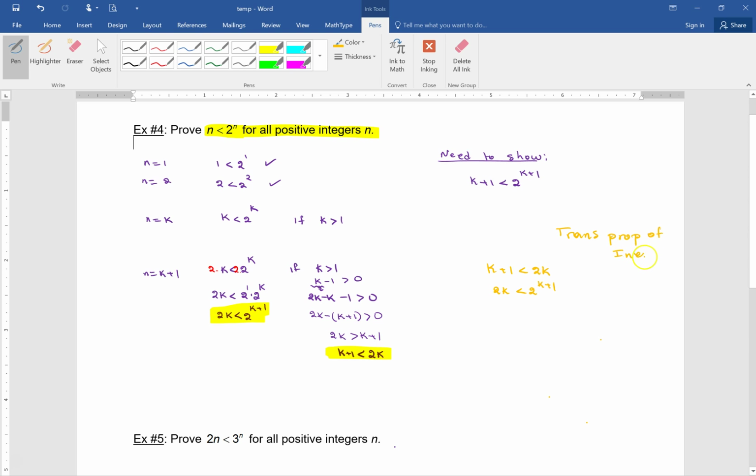Oh, this is equal to that. Right. If Josh is younger than Sarah, and Sarah is younger than Mrs. Malikian, then Josh is what compared to Mrs. Malikian? Younger than Mrs. Malikian. If this is less than 2k, and if 2k is less than 2 to the k plus 1, then that means that k plus 1 is less than 2 to the k plus 1.